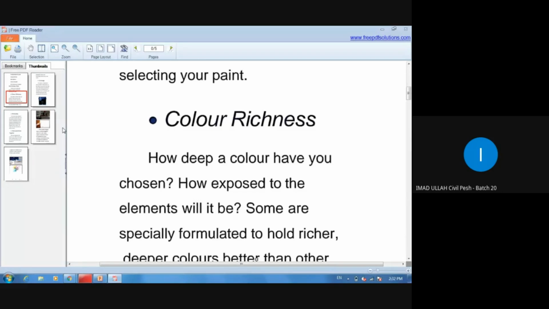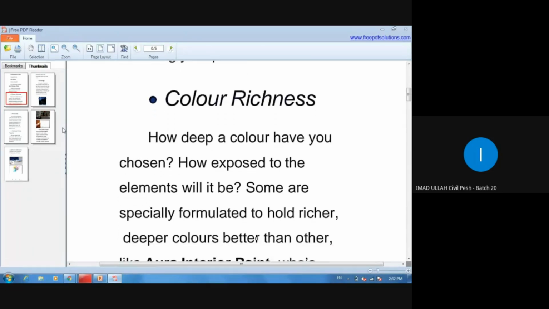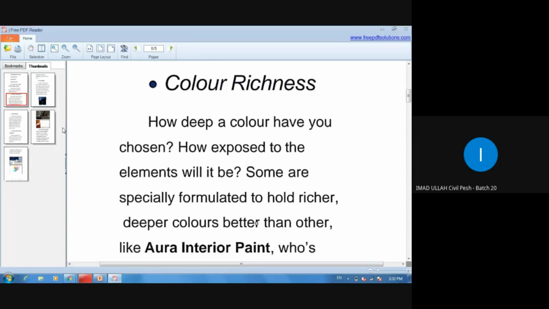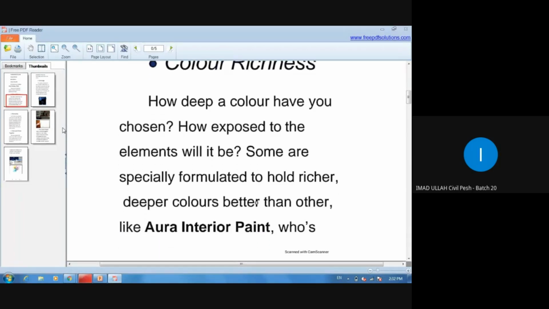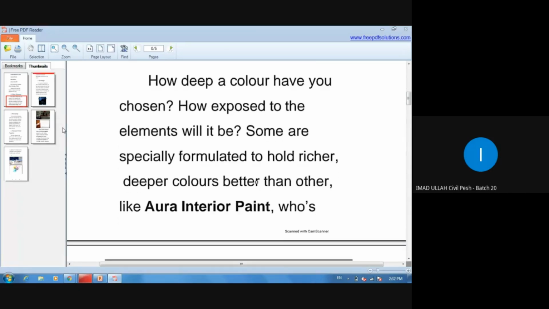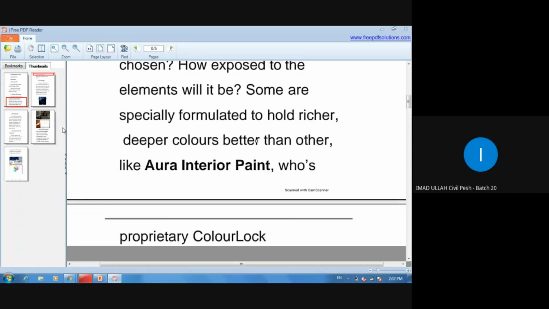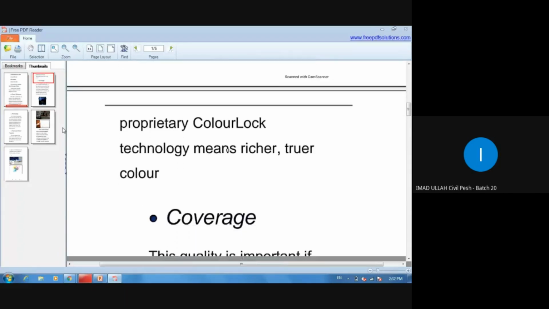Richness of the color means how deep a color you have chosen and how exposed to the elements it will be. Some paints are specially formulated to hold richer, deeper color better than others, like our interior paint, whose priority color lock technology means richer, truer color.